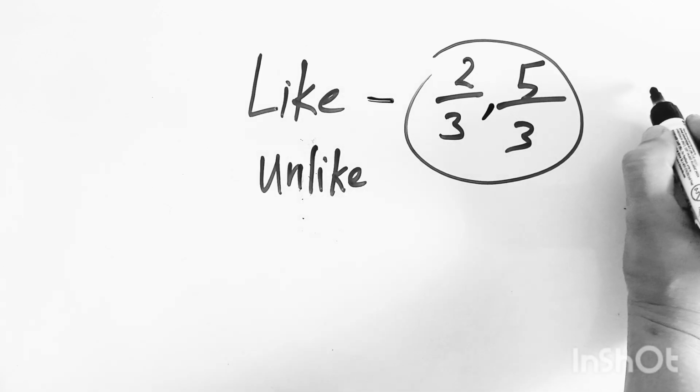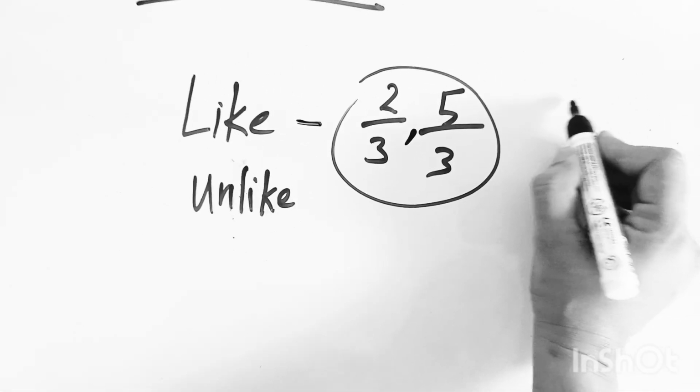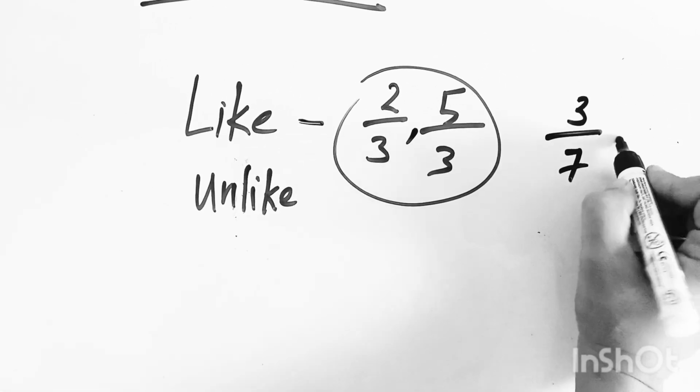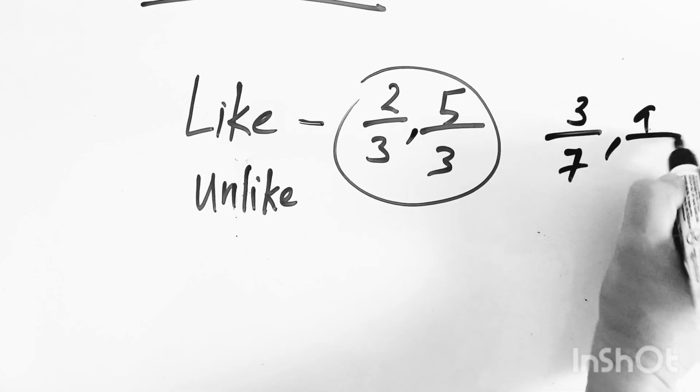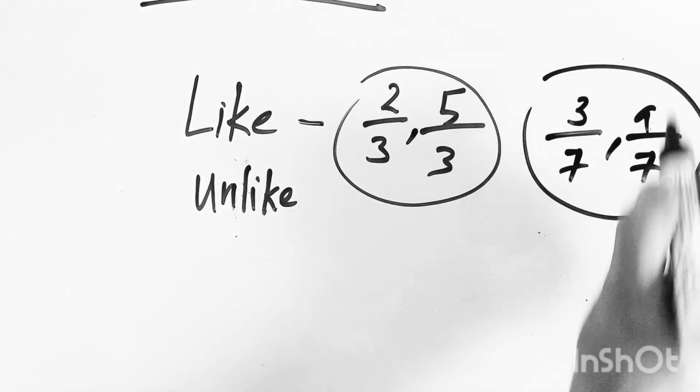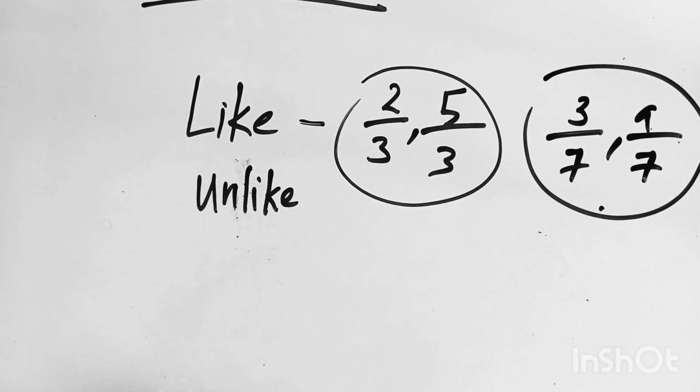Another example: 3 by 7, then 9 by 7. Here the denominator is common, so these are like fractions.